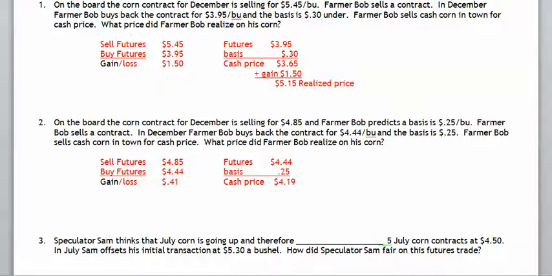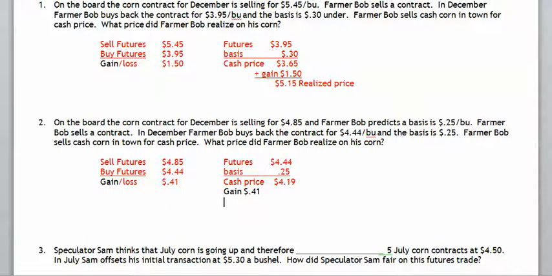$4.19. We gained from the futures market, so we're going to go ahead and add that gain to our cash price. 41 cents plus 419 is 460. That is our realized price.